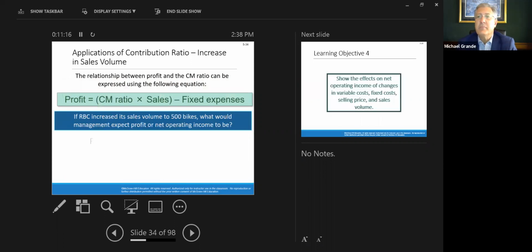The relationship between profit and contribution margin ratio can be expressed using the following equation. Profit equals contribution margin ratio times sales minus fixed expenses.